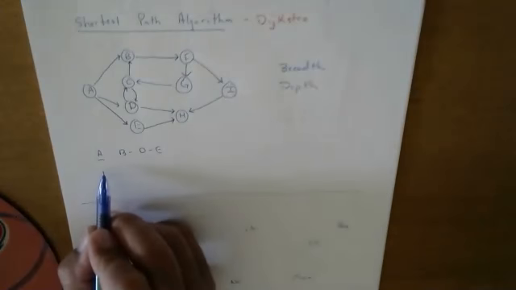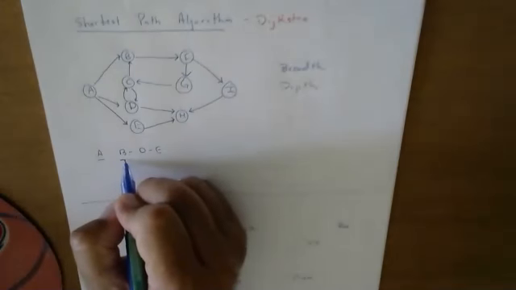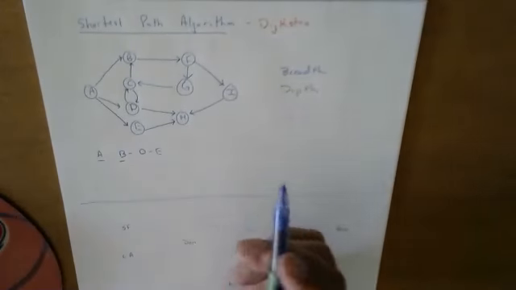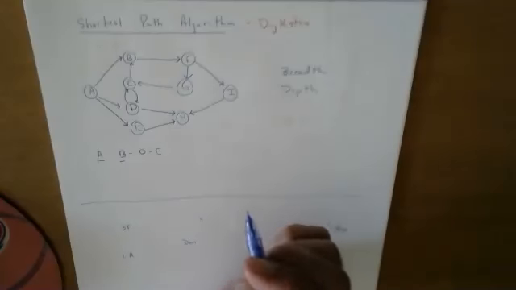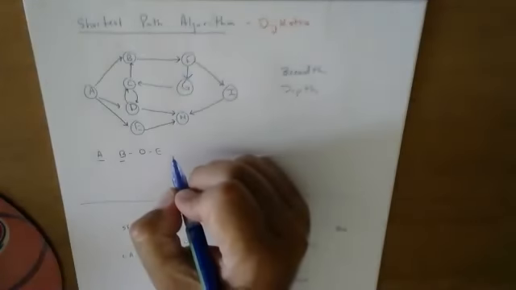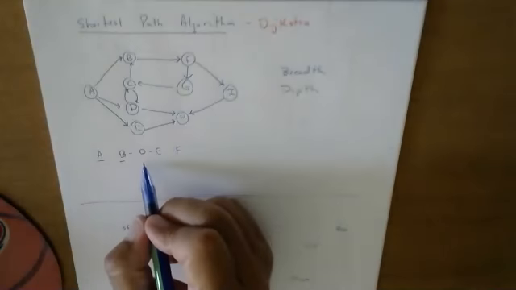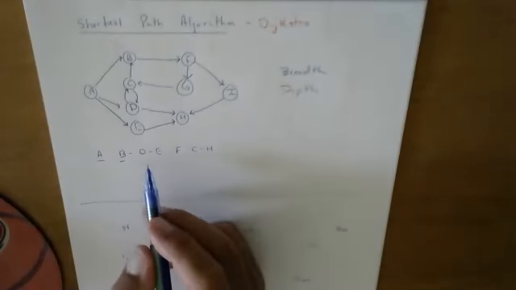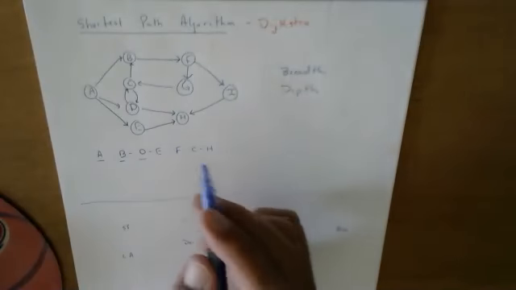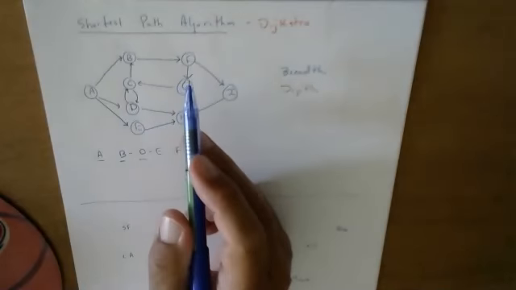So I took care of A and everybody connected to A. Now I'm going to move over to B. Who does B connect to that hasn't already been connected? B goes to just F. Okay. Who does D go to? C and H. And who does E go to? That's who we just took care of. E goes to nothing.